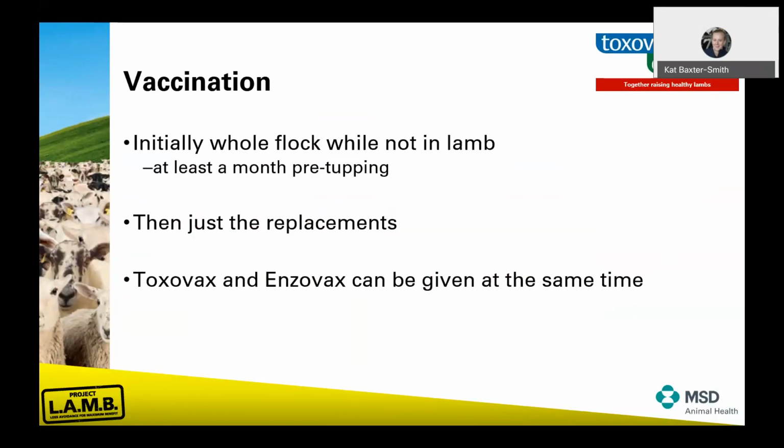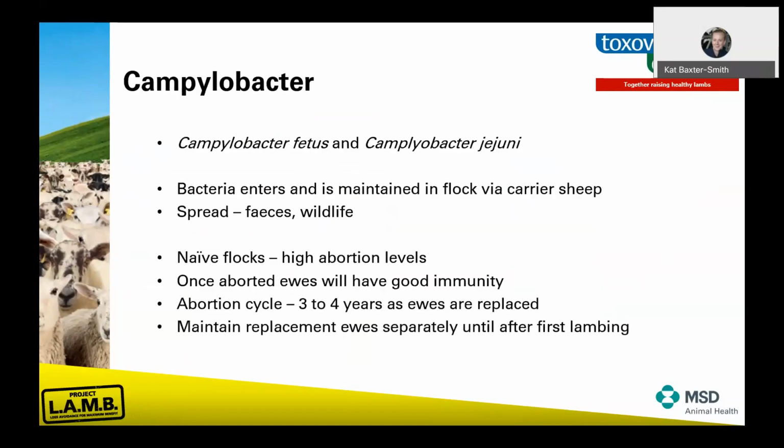So after about 3 or 4 years, every sheep in the flock should have been vaccinated, as you've replaced the old ones with the new ones. So that is a slower way of doing it, but maybe less expensive. However, we would always recommend the gold standard if possible. To make it easier, as I said, Enzovax and Toxovax can be given on the same day. So that's Enzo and Toxo.